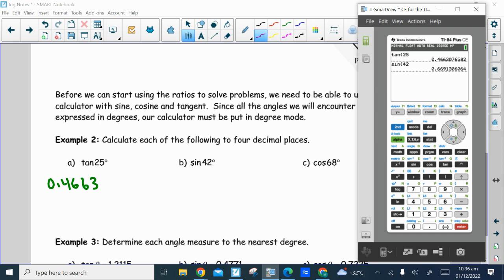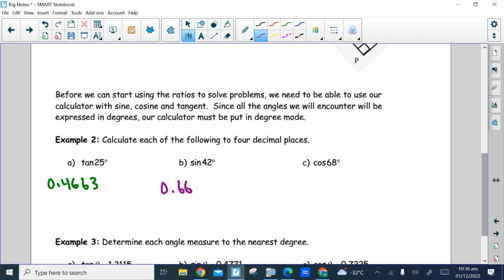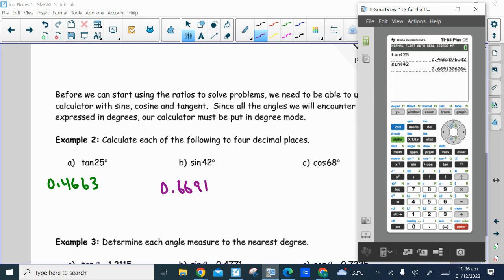That's 0.6691. Now I'm rounding to 4 decimal places. So in each case, I'm looking at the decimal in the 4th spot, as well as the number to the right of that. And in both cases, the number to the right was less than 5, which meant that the number in the 4th position stayed the same, 0.6691. And the last one is the cosine of 68 degrees. 0.3746, and the digit to the right of the 6 is a 0, which means the 6 stays the same. It doesn't go up. 0.3746.